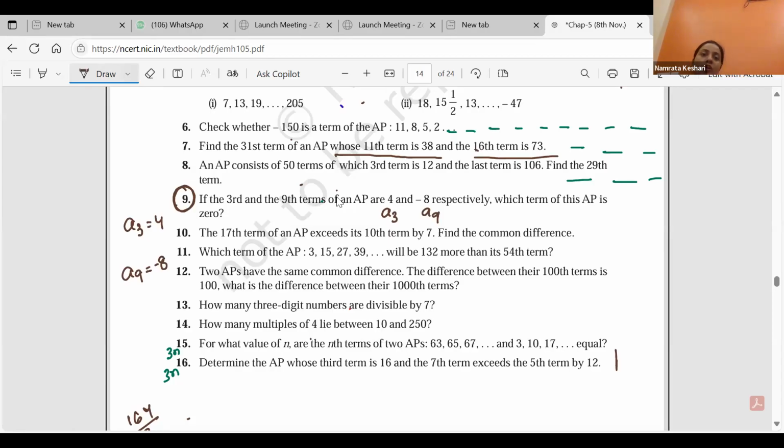यहाँ से हमें फिर से दो इक्वेशंस मिलेंगे जिन्हें हमें सॉल्व करके ए और डी की वैल्यू निकालनी होगी. ओके, द मोमेंट वी विल बी एबल टू फाइंड द ए एंड डी वैल्यू. अब हमें बताना है विच टर्म ऑफ द एपी इज जीरो. ये जो एपी है जिसका ए हमने निकाल रखा है, डी हमने निकाल रखा है विद द हेल्प ऑफ दिस टू केसेस. कैन यू टेल मी अब्दुल्ला, अगर ए3 4 है और ए9 -8 है तो हमें इक्वेशन कैसे मिलेगा?